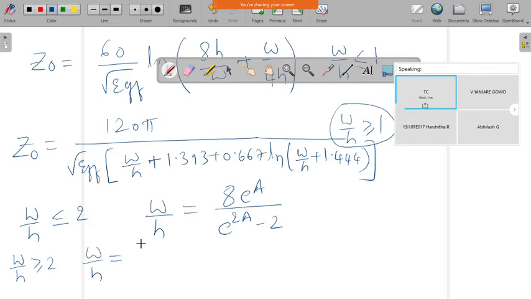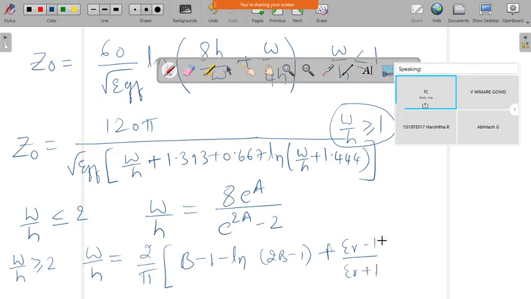So this you have to use: 2 by pi into b minus 1 minus ln of 2b minus 1, plus epsilon r minus 1 by epsilon r plus 1 into ln of b minus 1 plus 0.39 minus 0.61 divided by epsilon r. So these are the things you have to use, with the brackets as shown. This is what you have to use for w by h greater than 2.